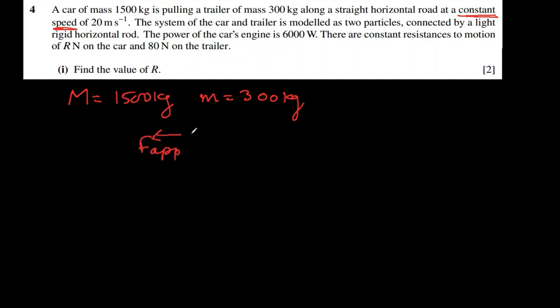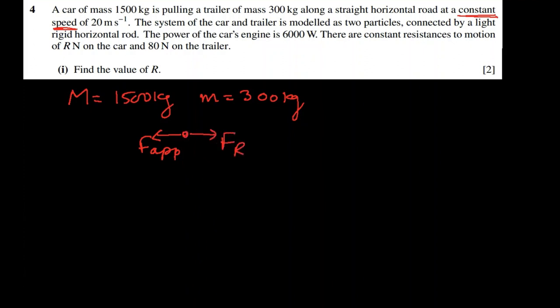Question 4 talks about a car of mass 1500 kg pulling a trailer of mass 300 kg. So let's denote the mass of car by capital M, 1500 kg, and mass of trailer 300 kg. Along a straight horizontal road at a constant speed. Constant speed is a very key word here. Whenever they say constant speed, keep in mind the forward force, which is applied force, will always be equal to the resistive force, which is backward.